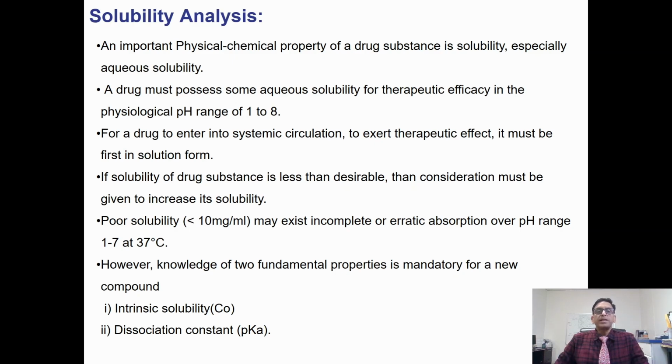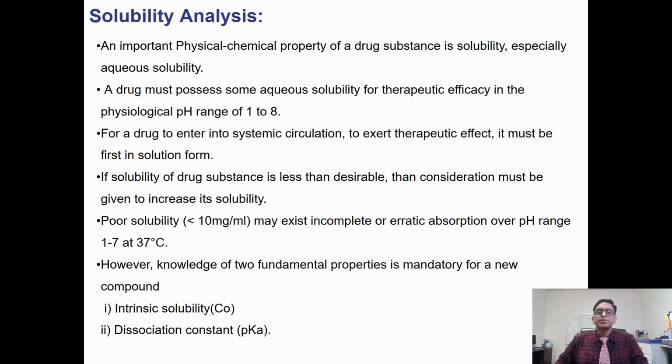Solubility is an important physical and chemical property of a drug substance. Basically, solubility is measured in an aqueous system, or aqueous solubility will be determined with water or any aqueous system. So, a drug must possess some aqueous solubility for therapeutic efficacy in the physiological pH range from 1 to 8.